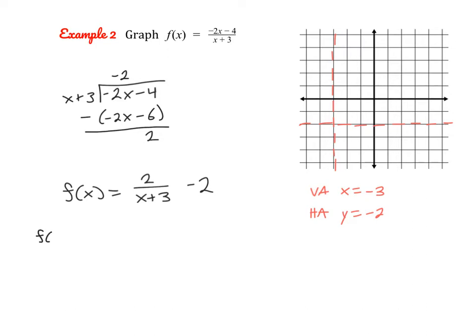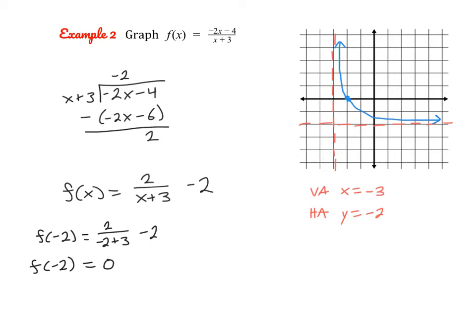So let's start by finding f of negative 2. So we have 2 over negative 2 plus 3 minus 2. So this leaves us with 2 over 1 minus 2, which is 0. So we have a point right here. And we know that our graph is going to travel along the asymptotes we have, so it will look roughly like this.